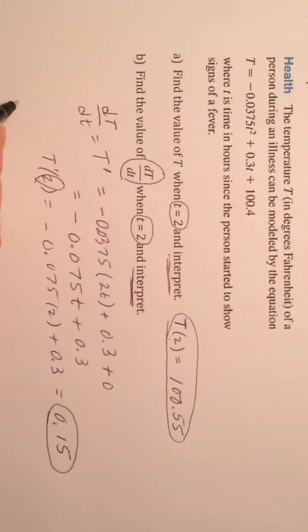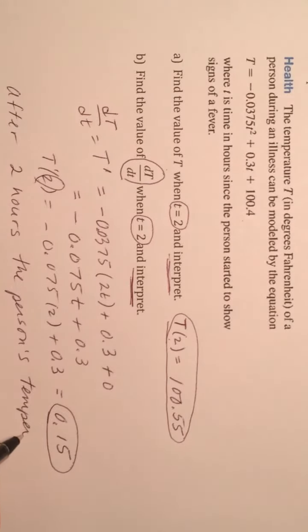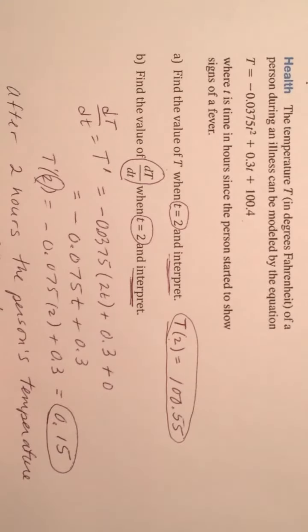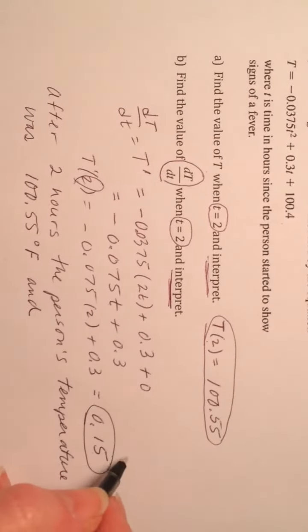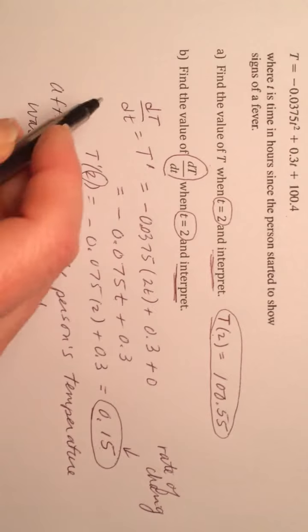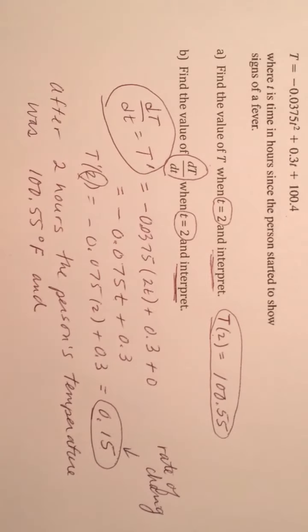So for our interpret, we'll say after 2 hours, the person's temperature was this number right here, 100.55 degrees Fahrenheit. And this number right here represents a rate of change. Rate of change. That's what this notation means, rate of change.